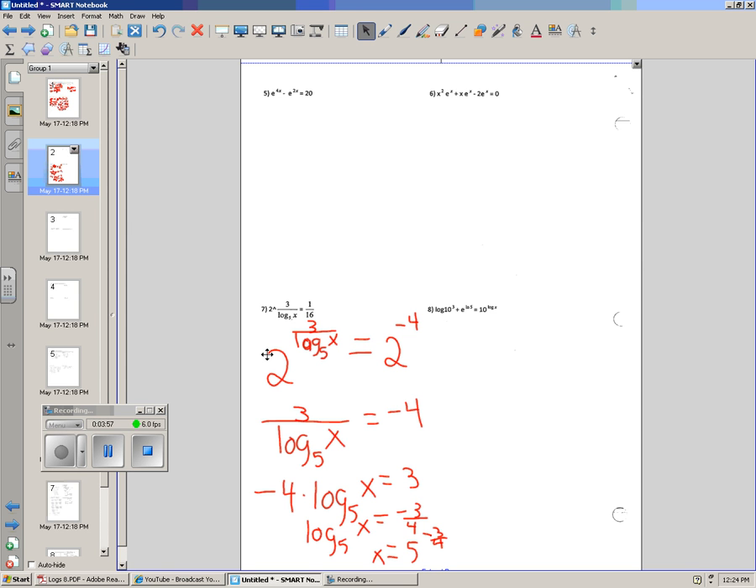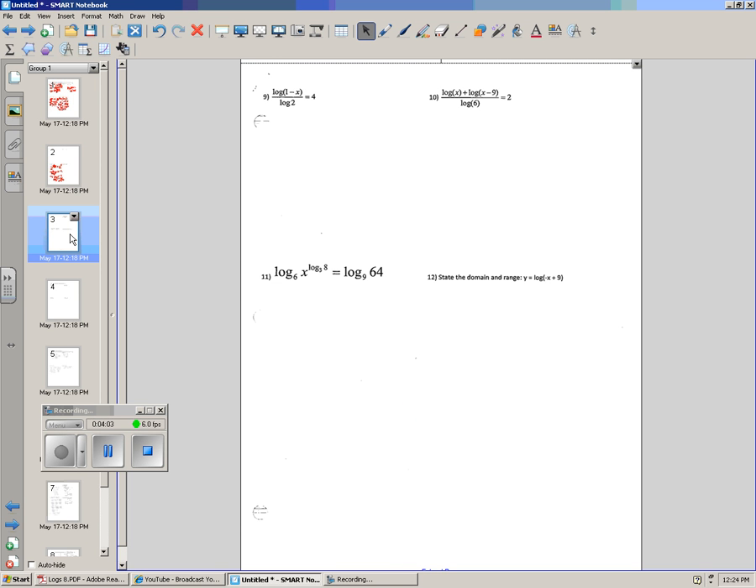Okay, so now let's go over question 11. For question 11, remember that when you have a log with an exponent, you can put the exponent in front and multiply by it. Now, there's more than one way to approach question 11.